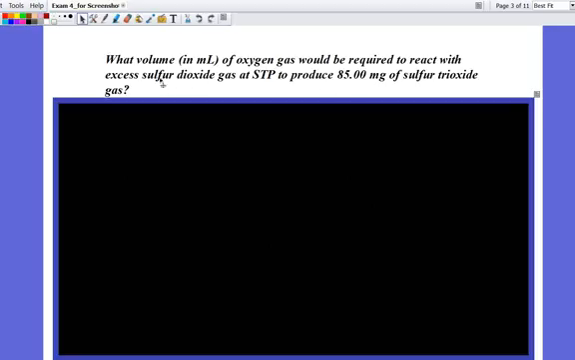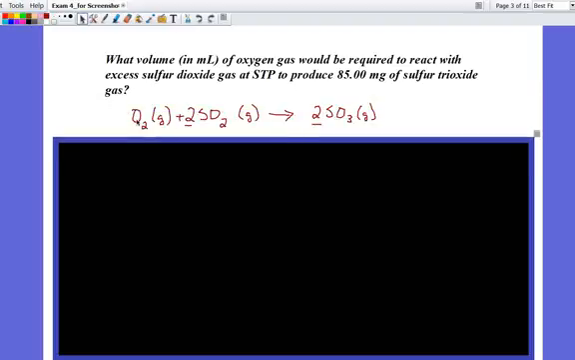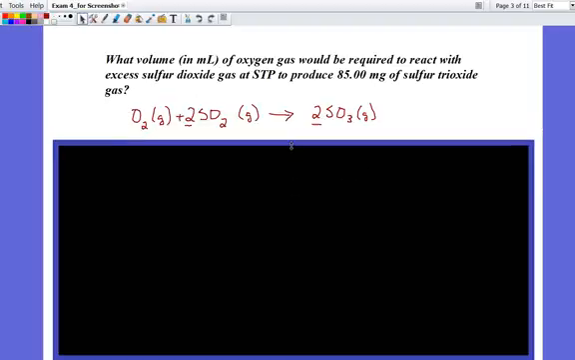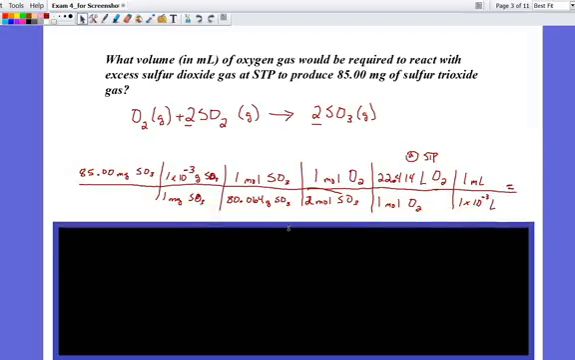Another question that you could see on your final exam would be one like this. Calculate the volume of oxygen required to react with sulfur dioxide under standard conditions to produce 85 milligrams of sulfur trioxide gas. So something like that, you need to first write the equation for the chemical reaction and then balance it. So you would start off with oxygen gas plus sulfur dioxide gas yields sulfur trioxide gas, and then you got to balance that out, and your coefficients are 1, 2, and 2 when you do so, followed by calculation of everything.